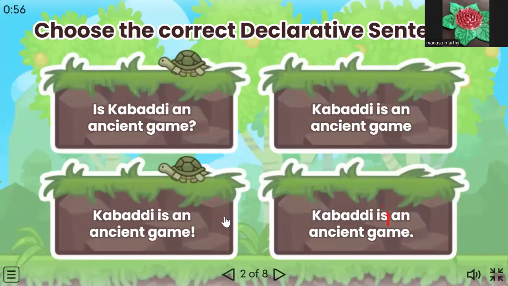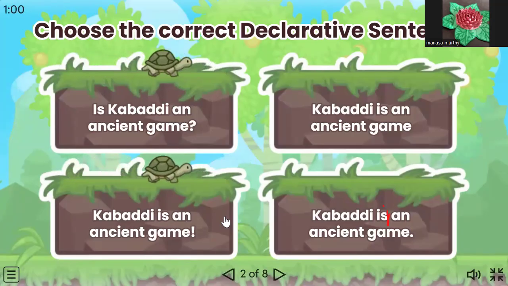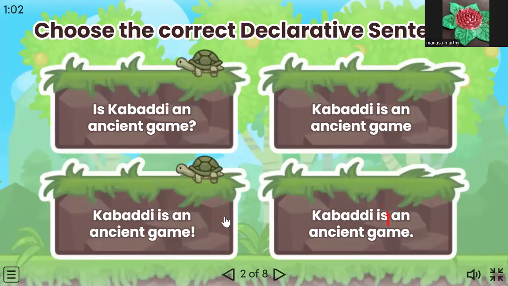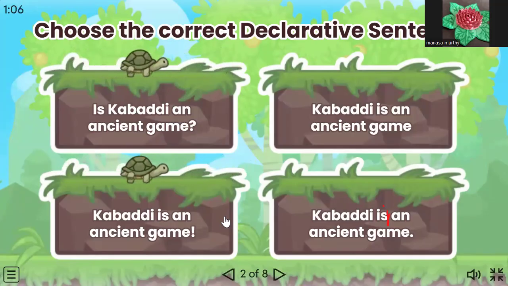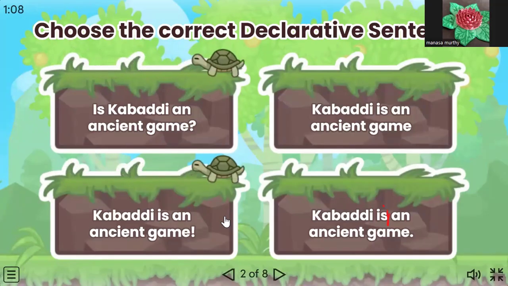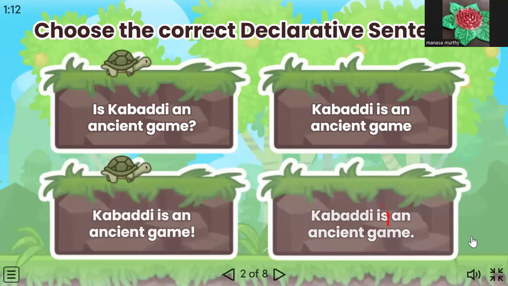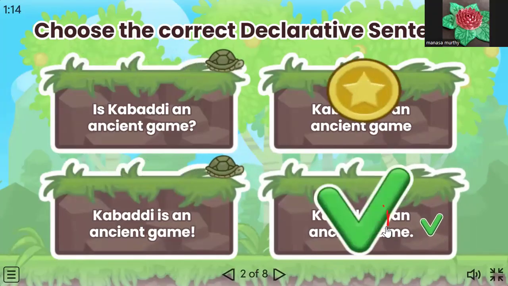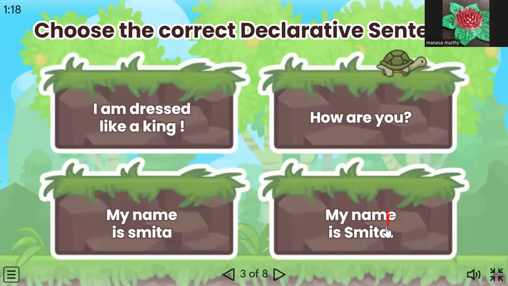Kabaddi is an ancient game. The same thing is written in 4 different forms: one in question format, another in exclamatory form, another written normally but without a full stop. The last sentence is the correct declarative sentence.